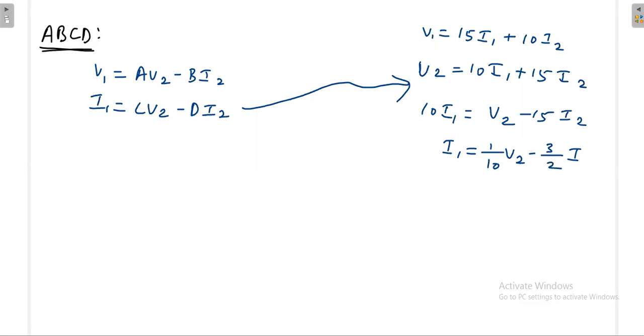So now what is the value? Now we are comparing the second equation. What is the value? C is equal to 1 by 10. D is equal to minus 3 by 2 or plus 3 by 2?